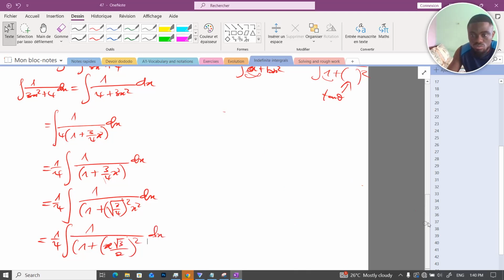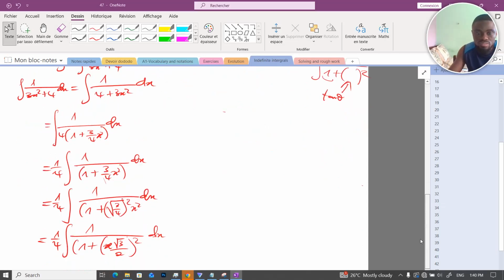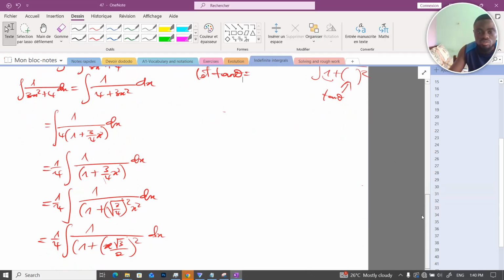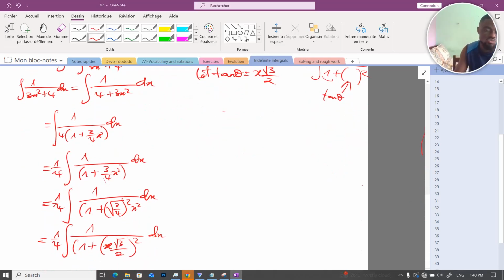So I'll continue on this side. You clearly see that things are already in the form 1 plus something, all that squared. So we can already do our substitution. Let tan theta be equal to x root 3 on 2. So where we see x root 3 on 2, we shall substitute with tan theta.